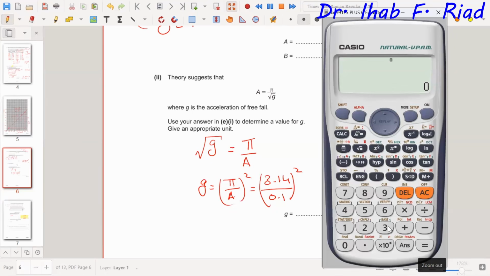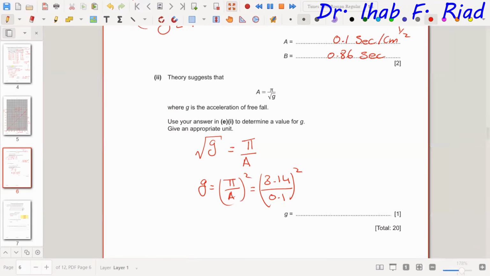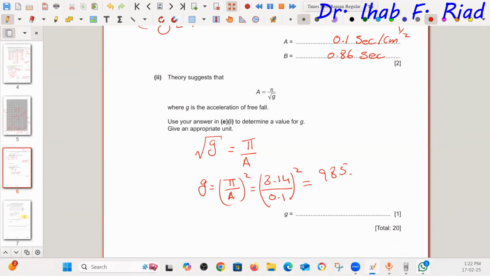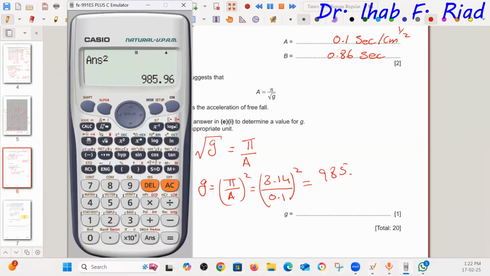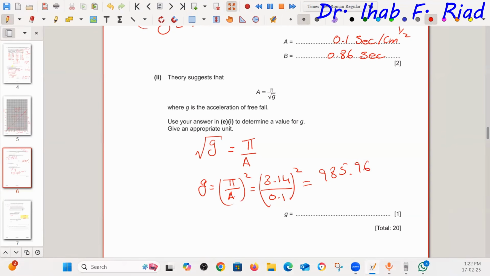So 3.14 divided by 0.1, and then we square the answer. 985.96. Is that good? Then the unit is second to the power minus 1. I will find the unit. And what is the unit for g?